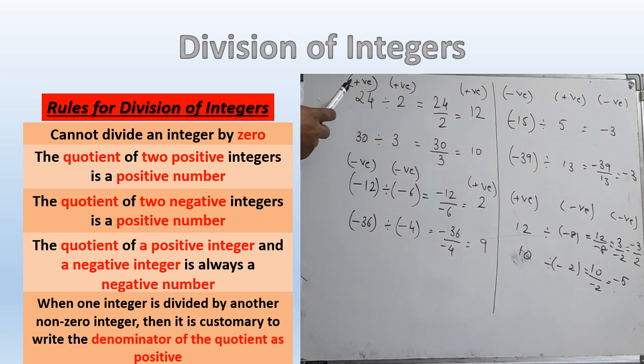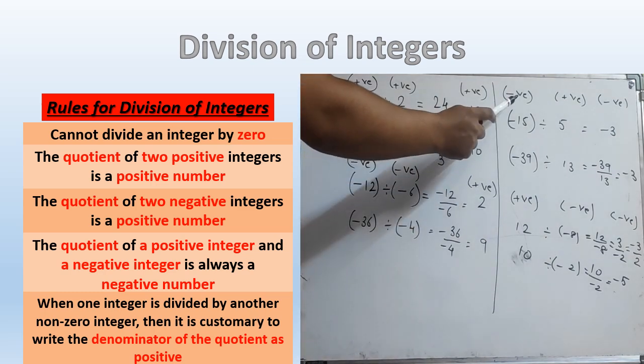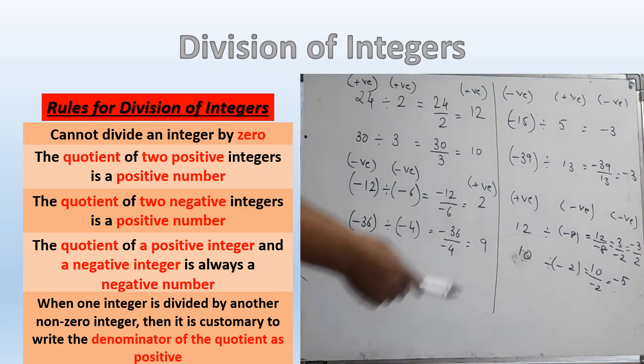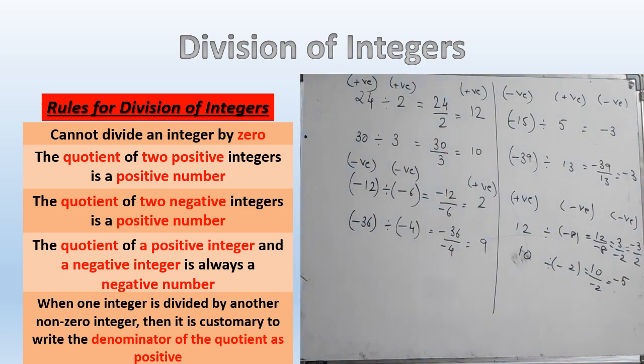Remember, students, a positive integer divided by a positive integer, the answer is positive. Negative integer divided by negative integer, the answer is positive. Negative integer divided by positive integer, the answer is negative. And a positive integer divided by a negative integer, the answer is negative. Students, over here we are only understanding about the sign, which sign will be applied to the answer if we are dividing or multiplying with an integer.